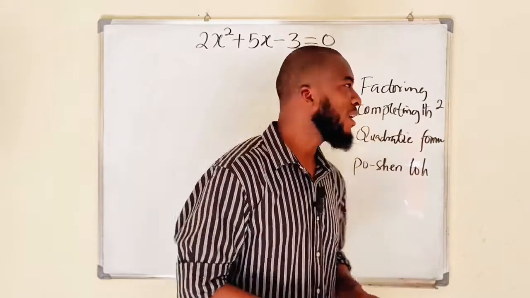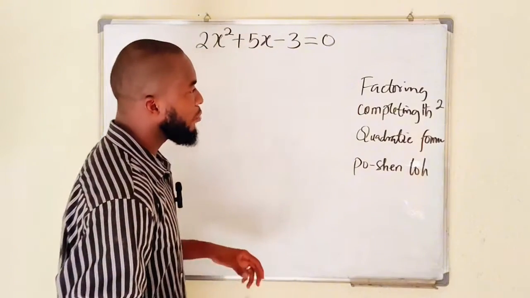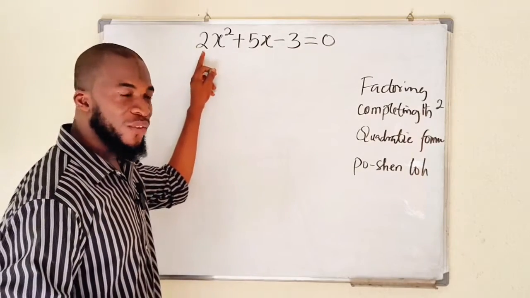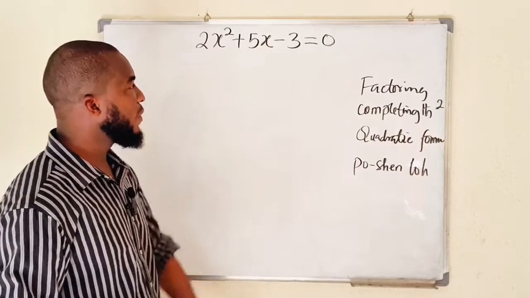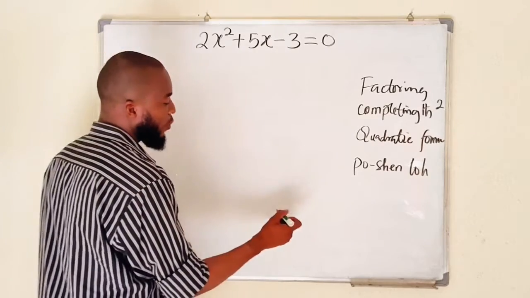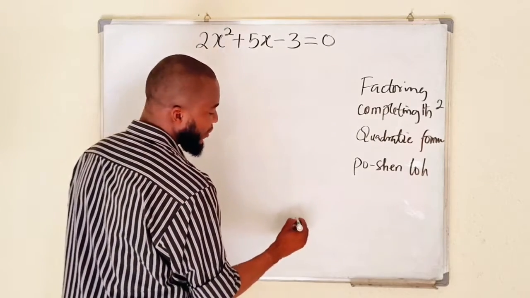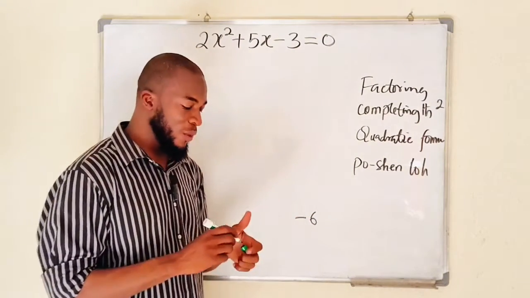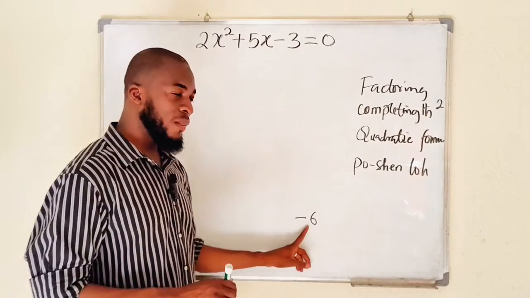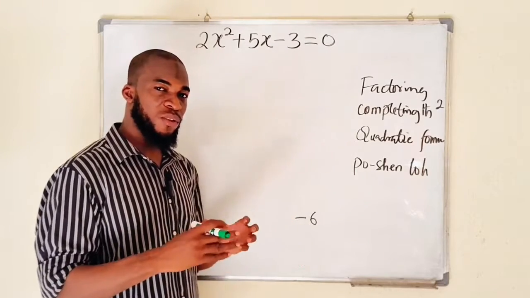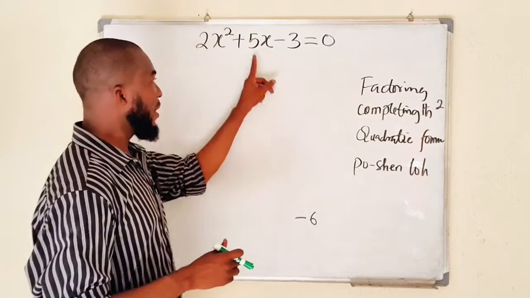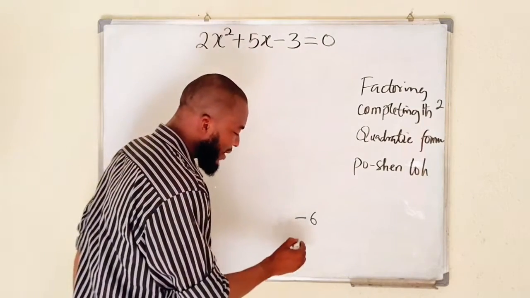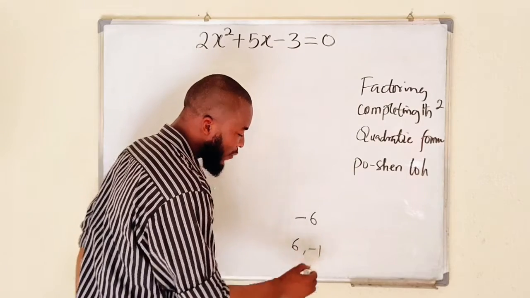Let's get started. To start with the first one, by factoring. All right, you need to take the leading coefficient 2 and multiply with the constant term negative 3. Once you do that, 2 times negative 3 will give us negative 6. Then you think of two numbers that you can multiply together to get this negative 6. The moment you add them together, you get the coefficient of x, which is 5. And I know that the numbers must be 6 and negative 1.